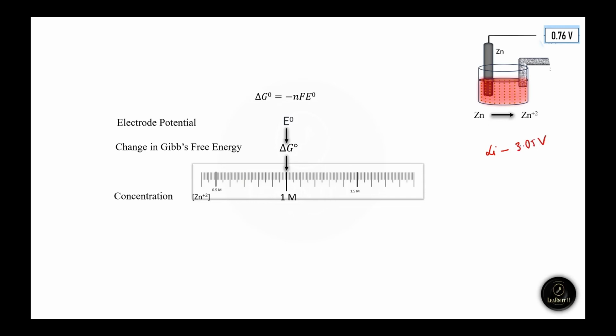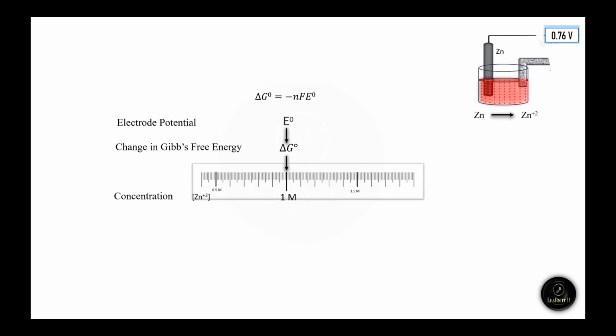We know delta G naught and E naught are directly proportional. So E naught for zinc and E naught for lithium. So here E naught for lithium is 4 times than the E naught for zinc. It means that lithium has 4 times more energy than the zinc at this condition.